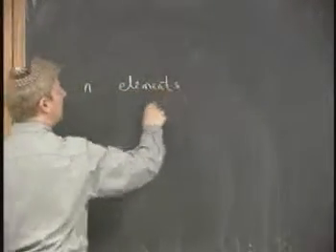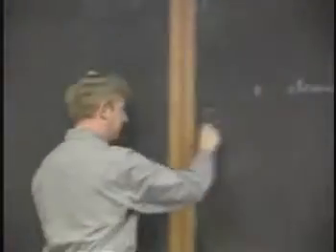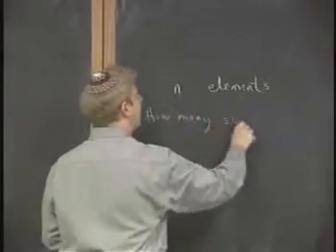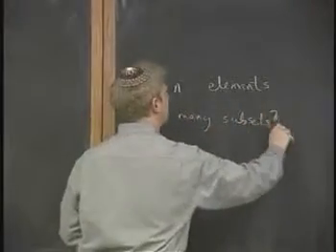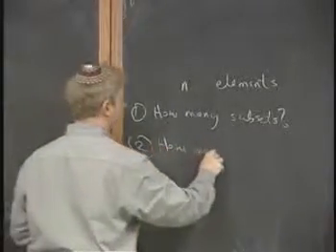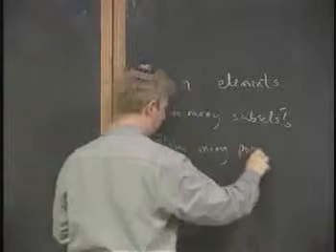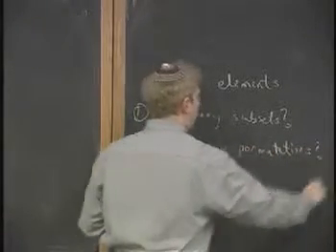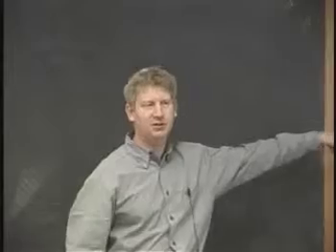I'm going to ask two questions that I hope everybody does know the answer to. Question 1: How many subsets are there? And question 2: how many permutations? Okay, so who wants to take a shot at this one? How many subsets are there? Michael? 2 to the n. Right, there's 2 to the n subsets.